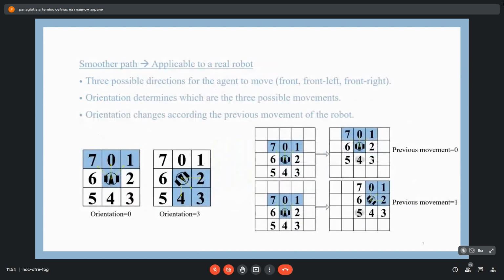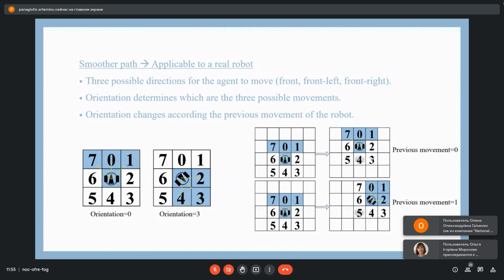So at the beginning, we thought of letting the robot free to move without restricting its possible movements. But then we saw what I said before, that the path was really sharp and made it difficult to apply that idea to a real agent. So we restricted the possible movements to front, left, and front right. And we introduced a variable that determines what are the 3 possible movements. This variable is the orientation.